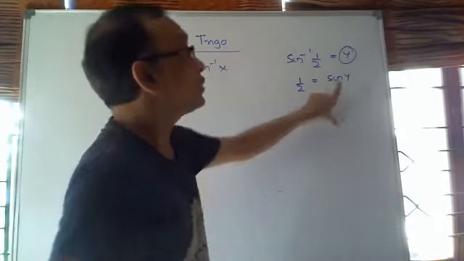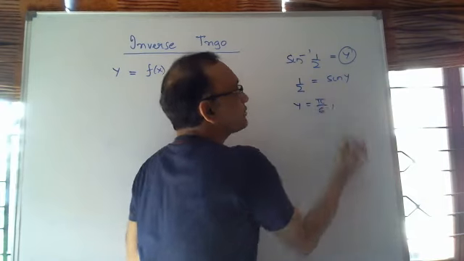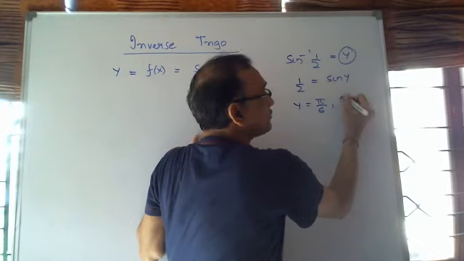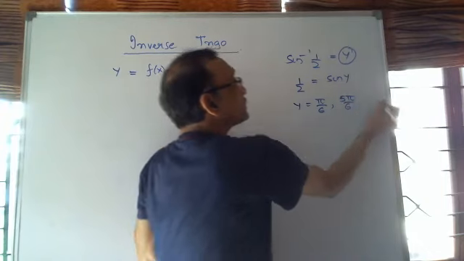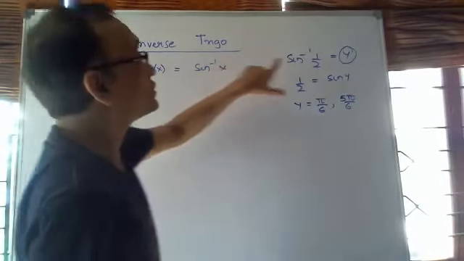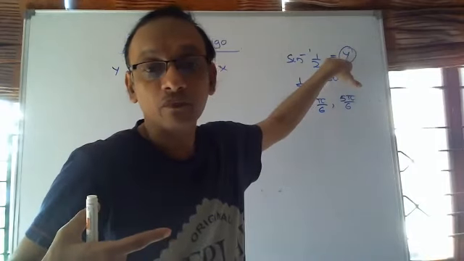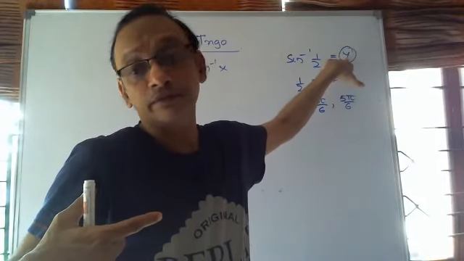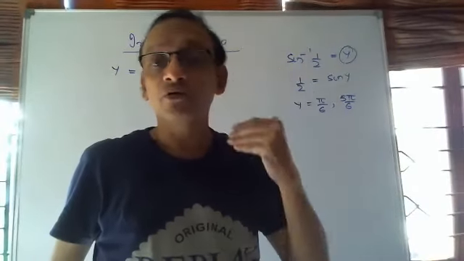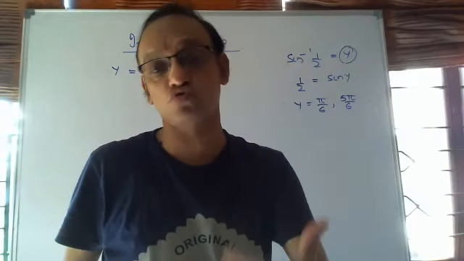Y could be 30 degrees in the first quadrant. Y could also be in the second quadrant, 5 pi by 6. There are infinity of values of y. That means for a given x, I seem to be getting multiple values of y. That is not what a function is. For a given x, I should get a unique output y. That's when it will be a function from x to y.